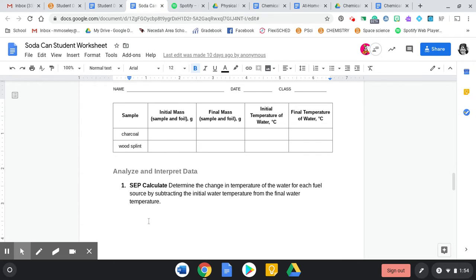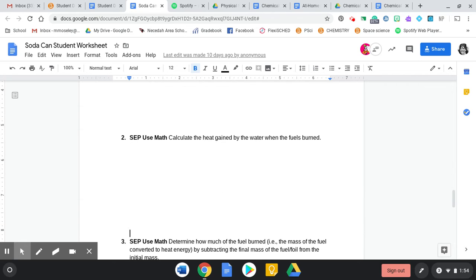So question one is pretty straightforward. You're just figuring out, when you burn the item underneath the water, what is the change of the water in the can? So that's just a simple subtraction problem. But then when you get to number two, we get a little bit confused, I think.